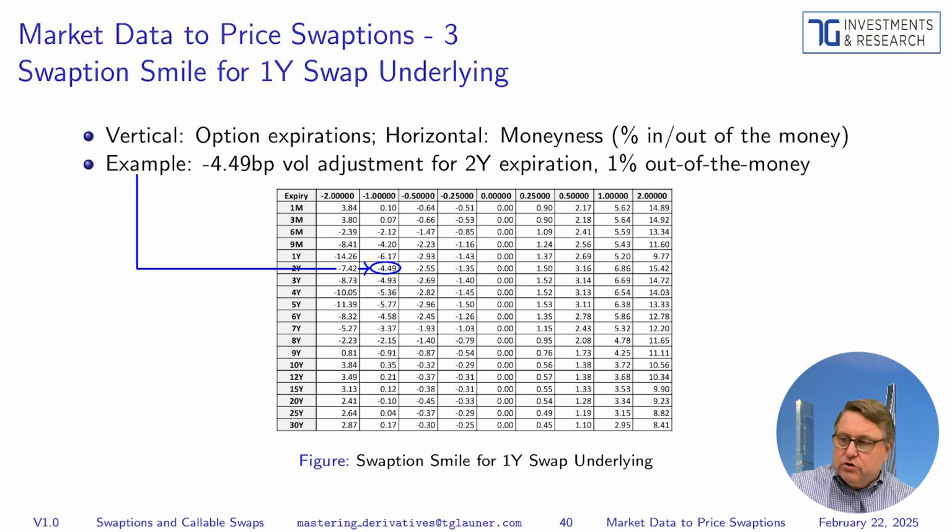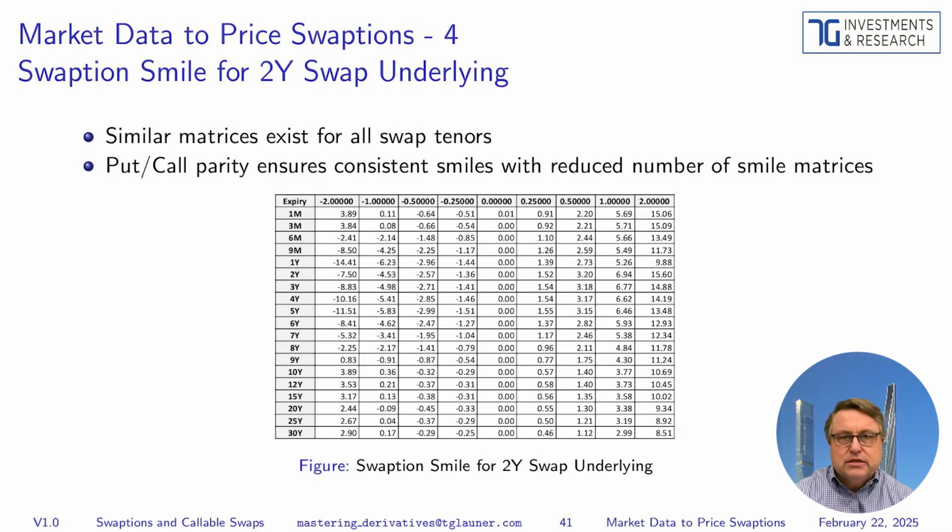in the previous matrix. This table represents the swaption smile for a 2-year swap underlying. It's a similar matrix as in the previous slide, but for the 2-year underlying, which is the second column in the at the money matrix. Similar matrices exist for all swap tenors, capturing volatility dynamics across different maturities. To maintain consistency in these smiles, the market relies on put-call parity, which helps reduce the number of required smile matrices, while ensuring arbitrage-free pricing relationships.